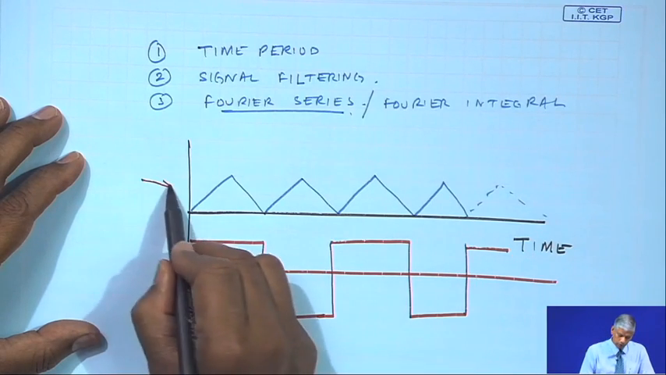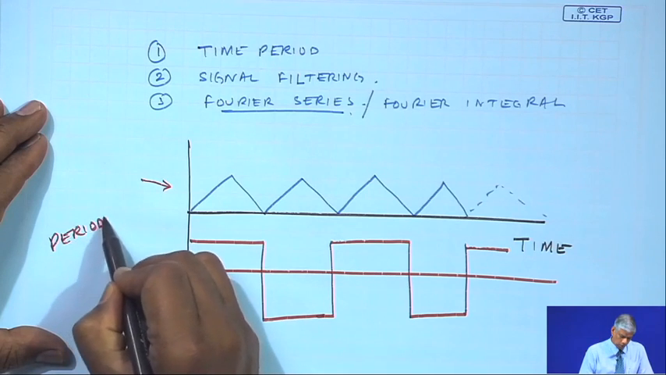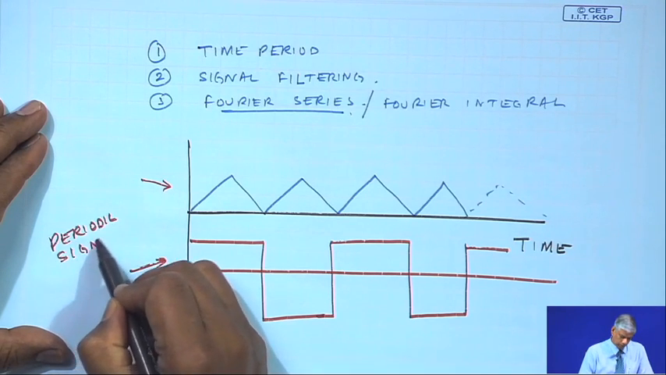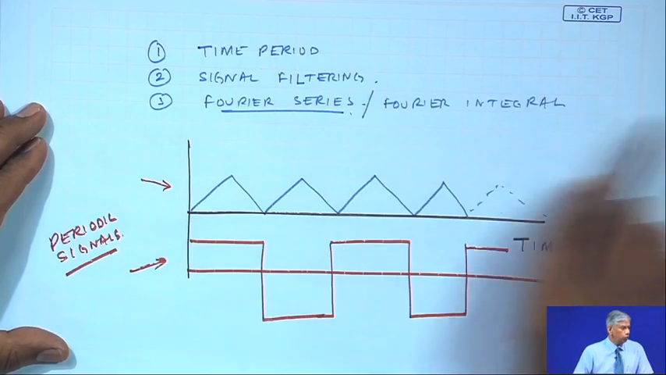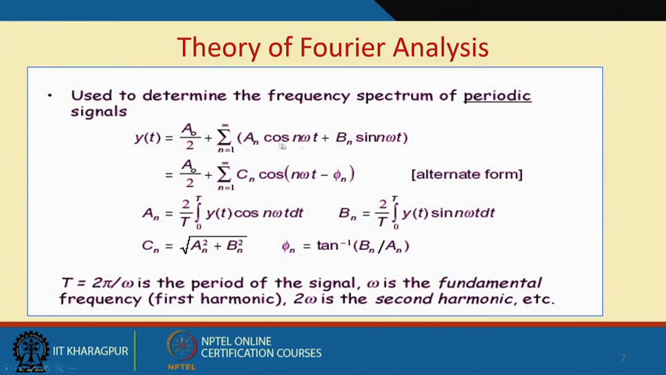So, these are examples of periodic signals. By finding out these coefficients a n and b n, we can plug them back into this equation. In other words, a signal in the time domain is represented as sums of sines and cosines of different frequencies.